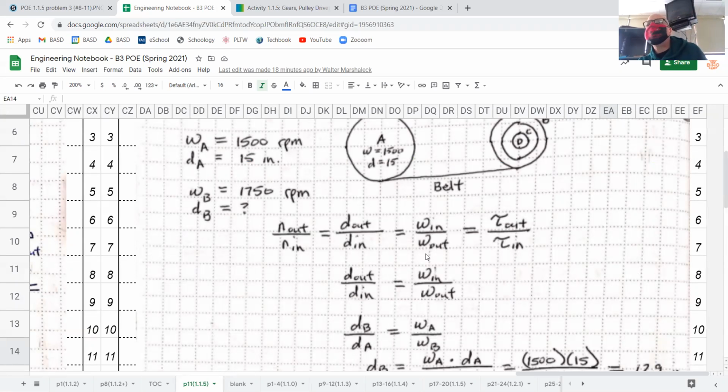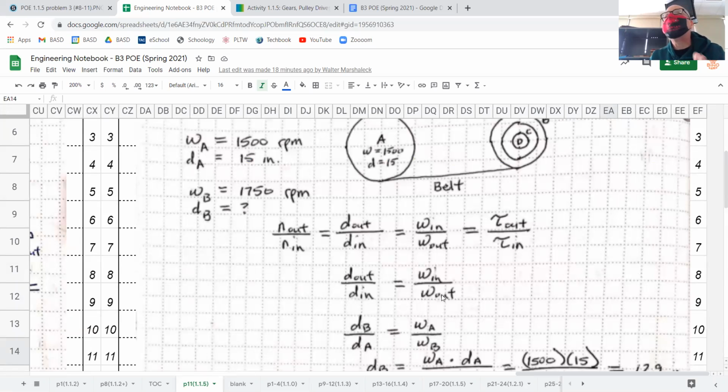And you're probably thinking, out and in, what's that all about? Well, the n sub out is the B, because that's what's coming out of the pulley system. The n sub in is the A, or that's what's going into the pulley system. Oh yeah, I forgot. N out and N in don't even apply because they're the number of teeth. This is not a gear system. But D for diameter and W for angular speed, that's exactly what I need. D sub out over D sub in equals W sub in over W sub out.